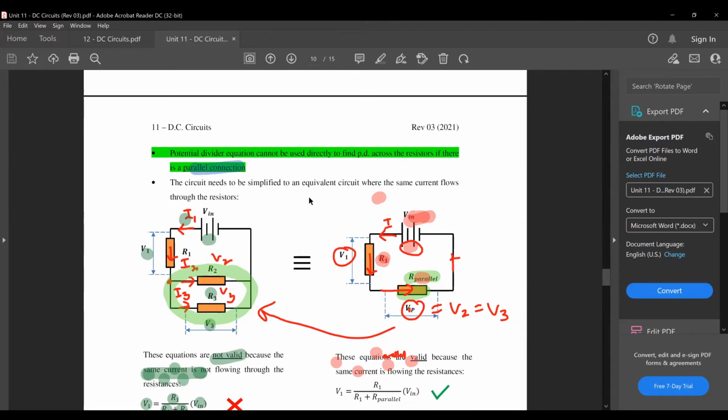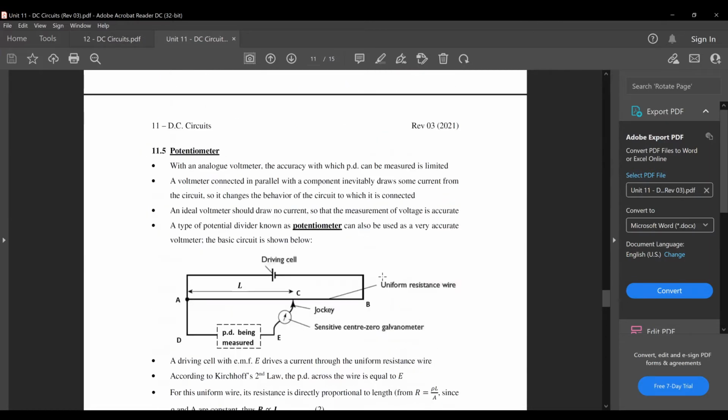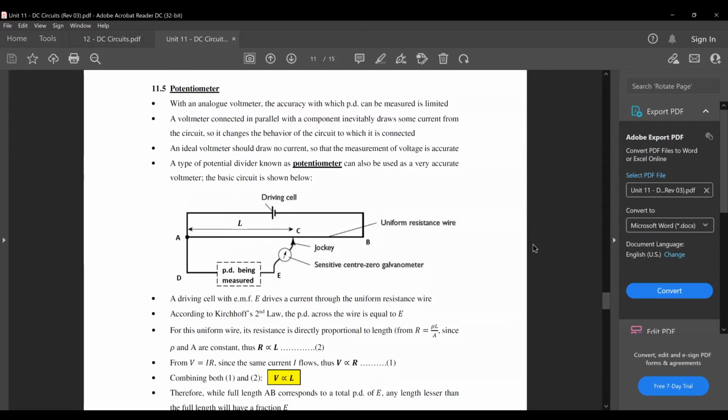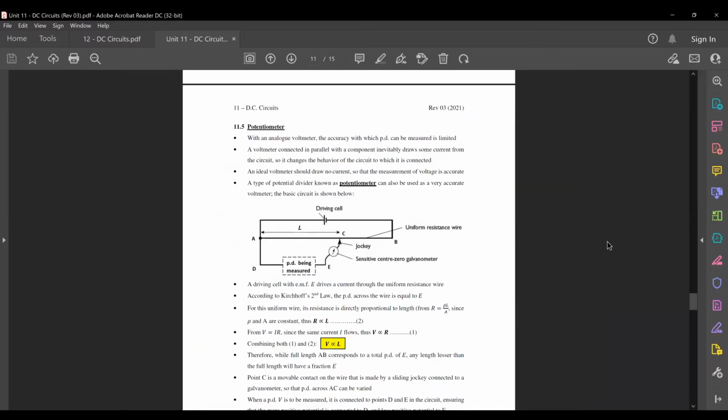Okay, so this is the important thing to know for potential divider. Okay, then we go to the last one, potentiometer. This is the thing that most people have problems with. The questions don't come out that often, but I find this is the one that most people have problems with. Okay, so this one I'll try to go a bit slower.